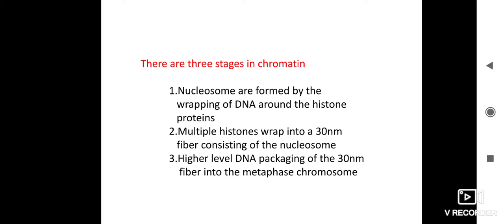There are 3 stages in chromatin. First, nucleosomes are formed by the wrapping of DNA around the histone protein. Second, multiple nucleosomes wrap into a 30 nanometer fiber. Third, higher level DNA packaging of the 30 nm fiber into the metaphase chromosome.